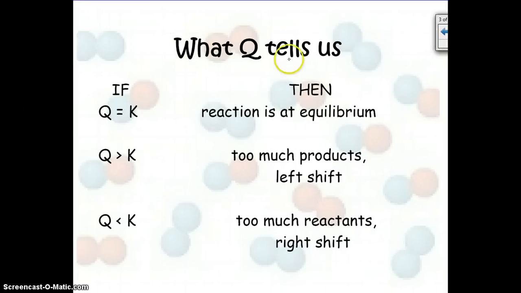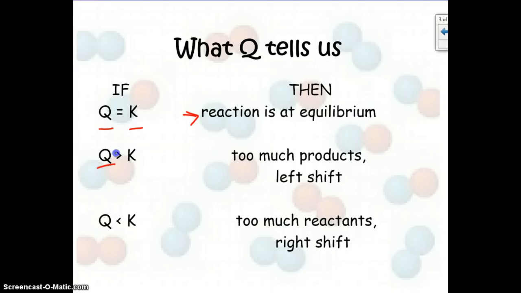All right, so what is Q going to tell us? Well, Q is going to tell us, in relation to K, some different things about the position of the equilibrium. So once we get Q, and we compare it to our K, if the Q is equal to K, then we know that the reaction is actually at equilibrium.